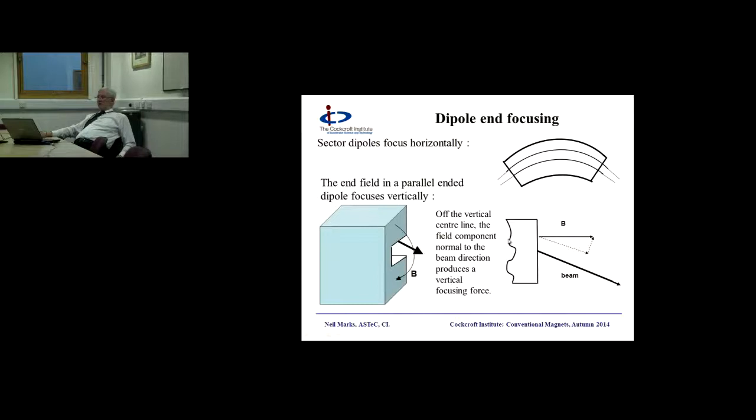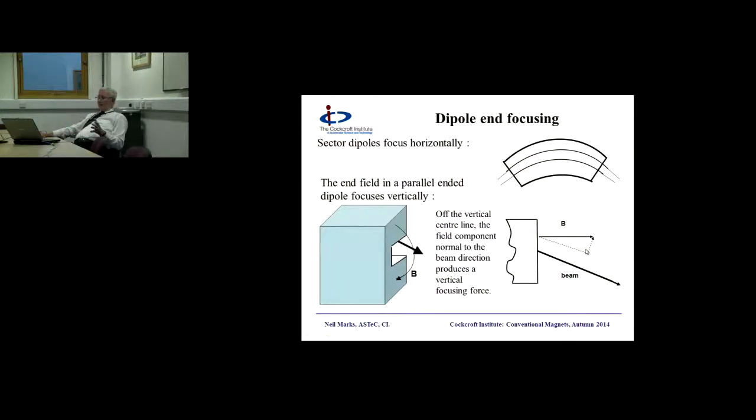Perhaps a little bit more difficult to understand is the fact that the parallel-ended dipole, whilst not focusing in the horizontal plane at all, because wherever the beam is radially, it's going to get the same amount of bend, but in the vertical plane, at each end of the magnet, there is going to be vertical focusing. And to understand this, you need to look at these diagrams where if the field has stray field coming out normal to the end of the magnet, the beam is at an angle to that, and so there is a horizontal component, and that is then going to bend vertically.